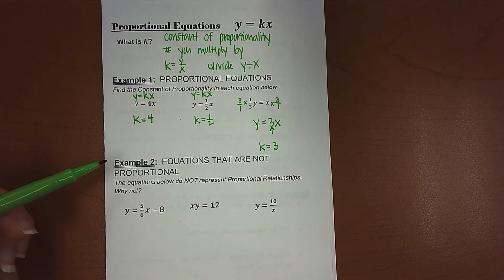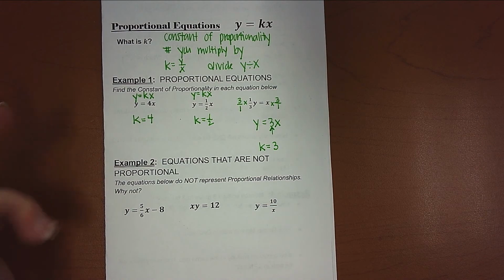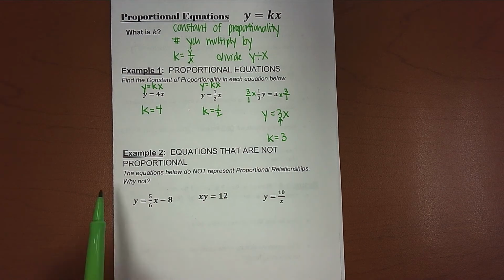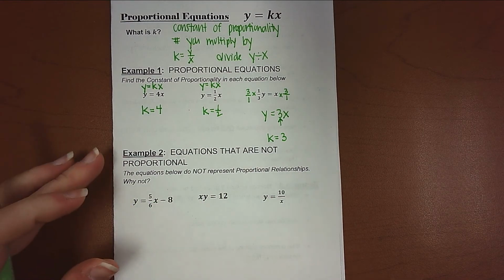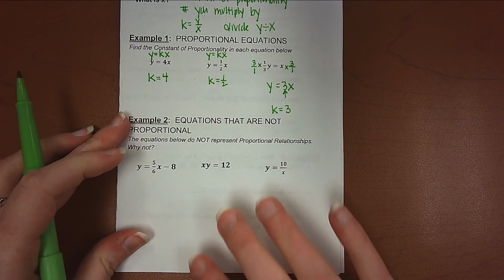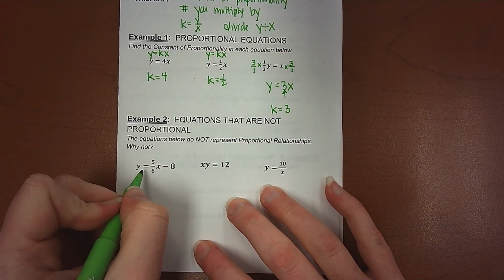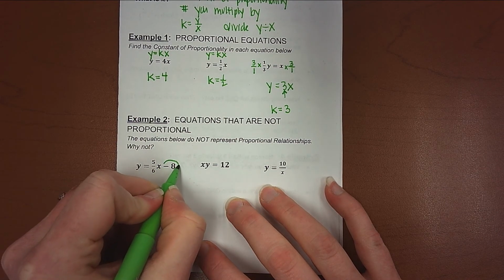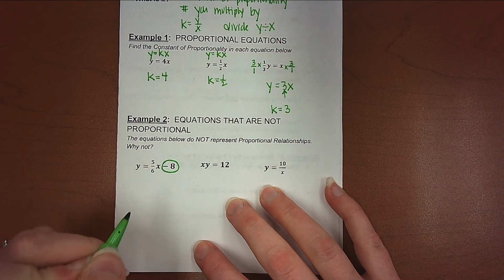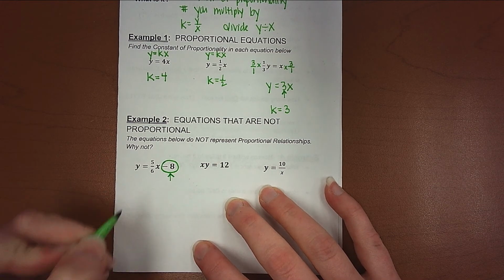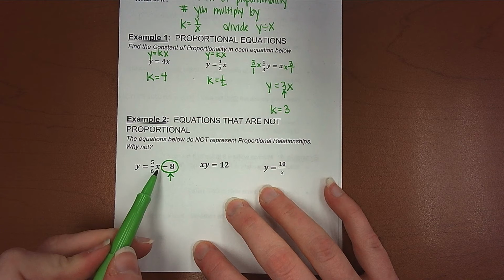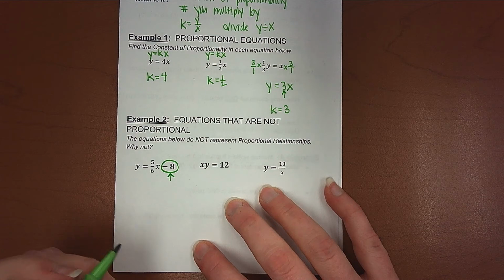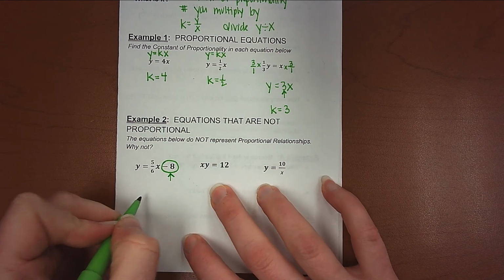So in example 2, we have some equations that are not proportional, and what it says is the equations below do not represent proportional relationships. Why not? We're going to look at this equation first. This first one says y equals 6x minus 8. This one is not proportional because of this minus 8. If we have addition or subtraction after our x term, that means that this line is not going to go through the origin. If we graphed it, 0, 0 would not be a solution.